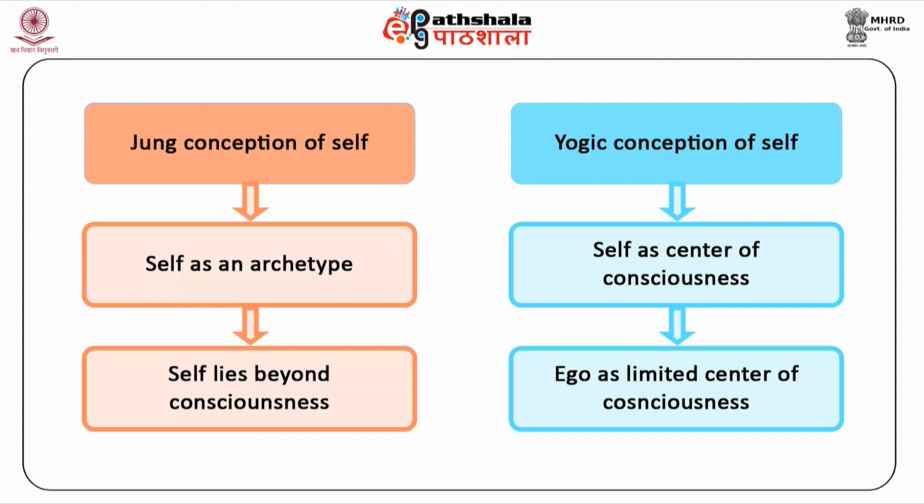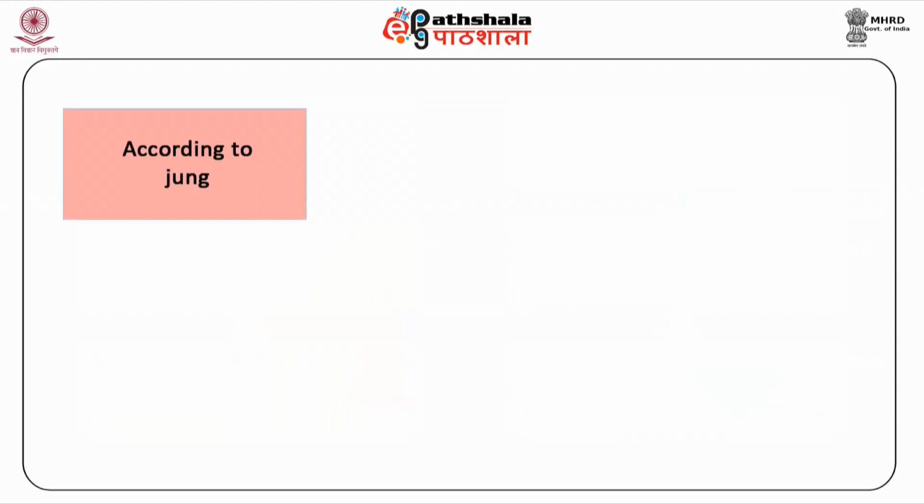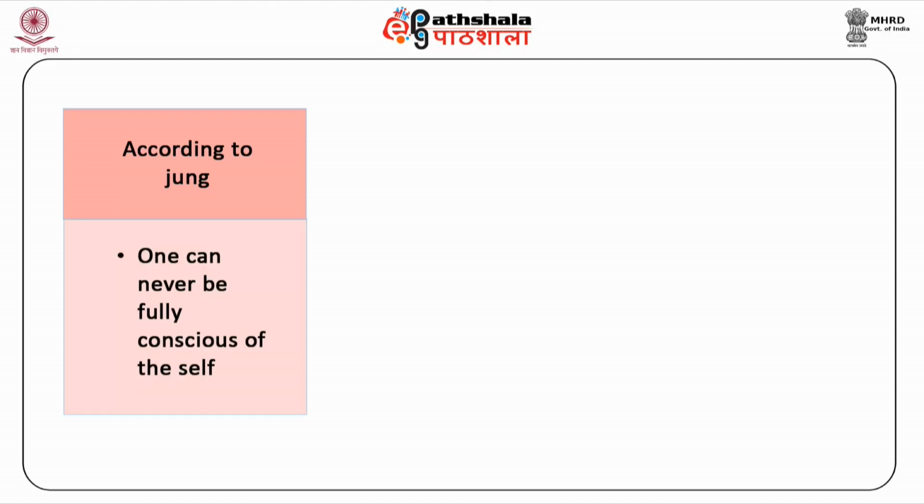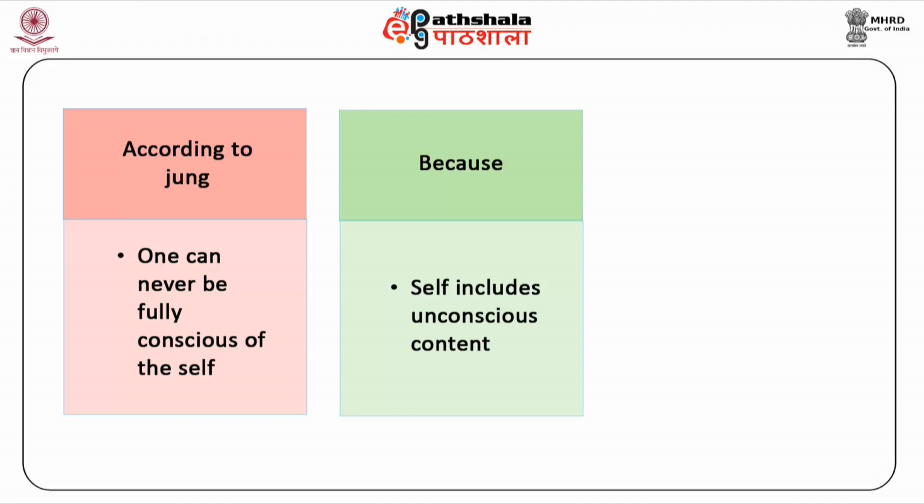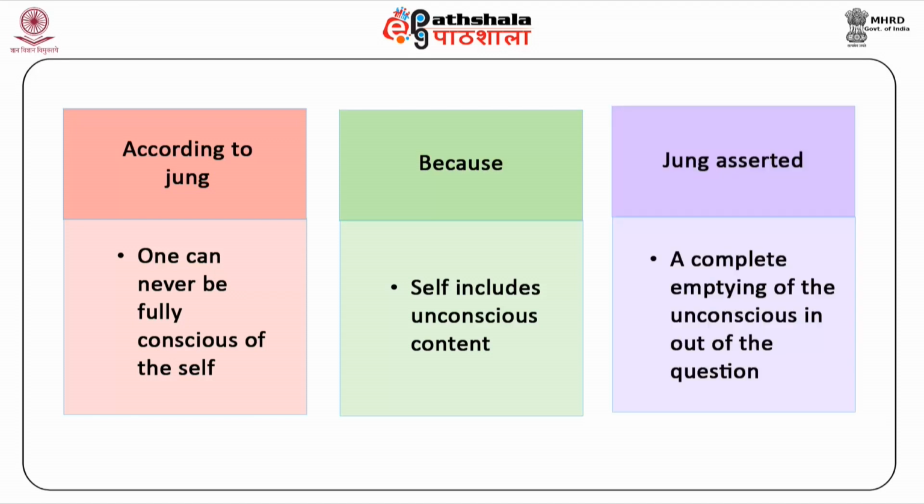He believed that the self, though comprehensive, lies beyond consciousness. According to Jung, one can never be fully conscious of the self because the self as a center of integration for the individual includes unconscious contents, and these unconscious contents can never be made fully conscious. Jung asserted that a complete emptying of the unconscious is out of the question.